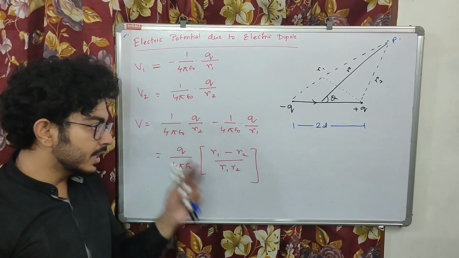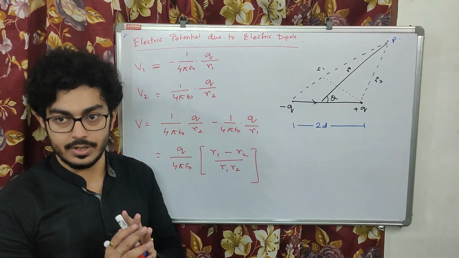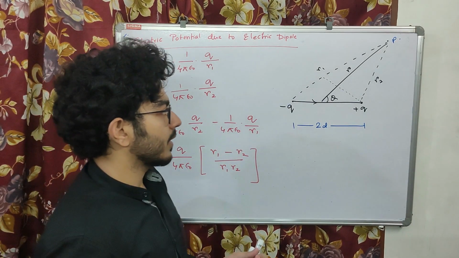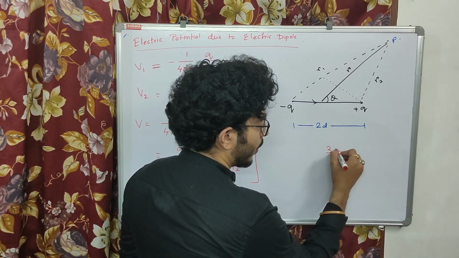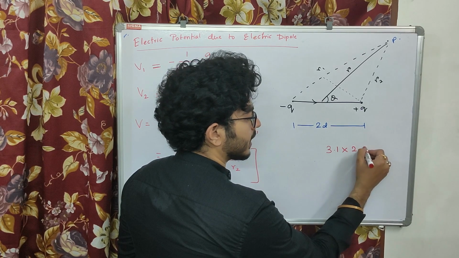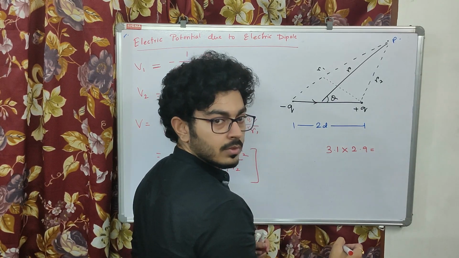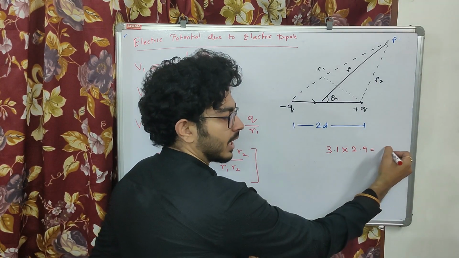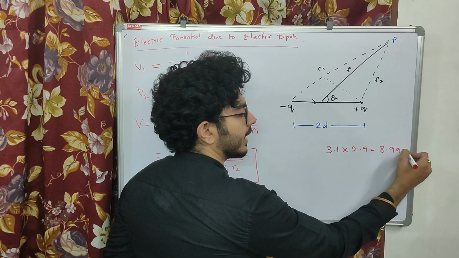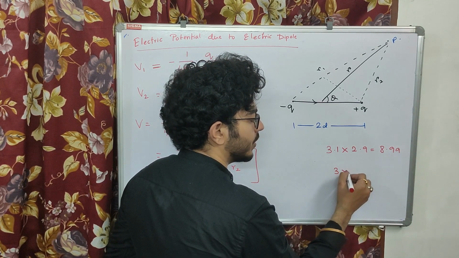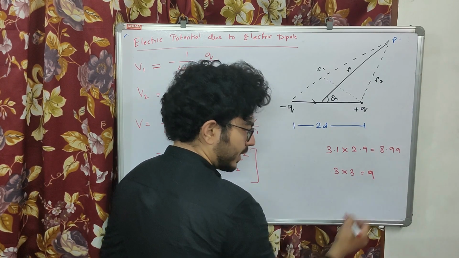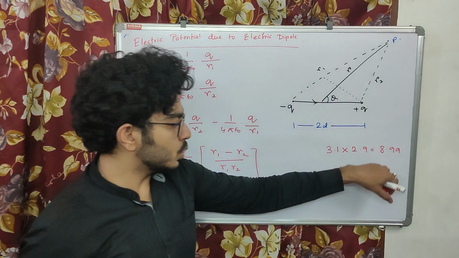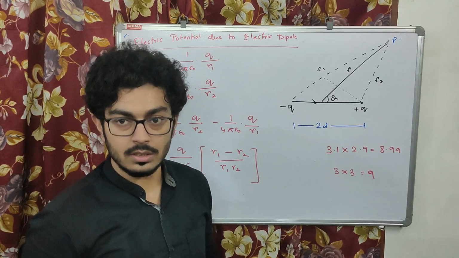Now here we have to do some consideration. Just understand this. If I say 3.1 into 2.9, what does it come out to? Just multiply and find out. It comes to be 8.99 something. And what is 3 into 3? This comes out to be 9. So these two values are very close to each other.